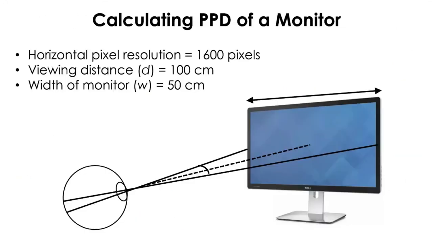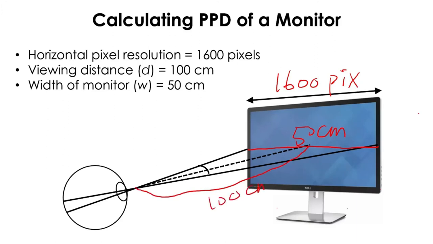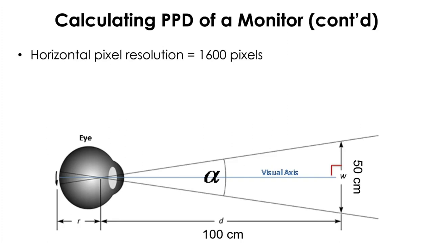Now let's calculate the pixels per degree of a monitor. Here we are given 1600 pixels as the horizontal pixel resolution, the width of the monitor is 50 centimeters, and the viewing distance is 100 centimeters, which is a meter. Now if we use the relation, alpha equals 2 times the inverse tangent of h over 2d.